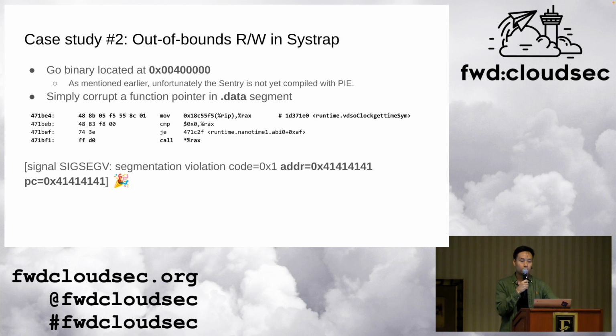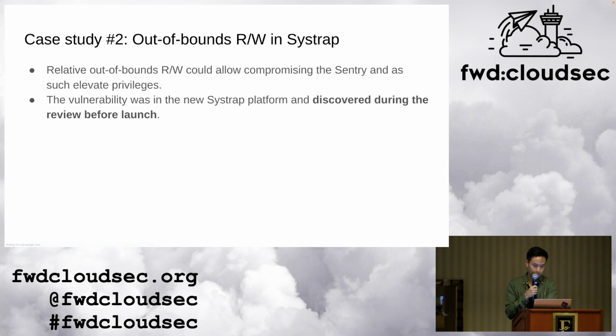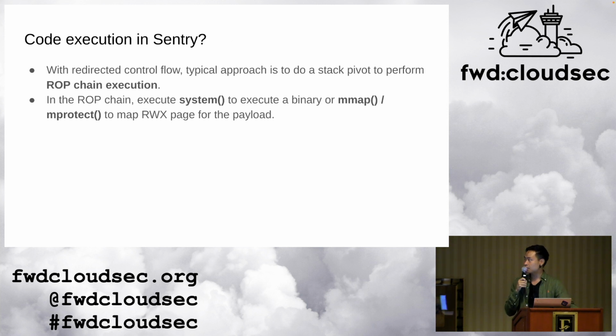As mentioned earlier, the current weakness is that the Go binary is located at a constant address. This makes exploitation especially easy. In order to achieve RIP control, we can simply corrupt a function pointer in the data segment. For instance, the VDSO clock get time symbol. And this function is called periodically, and with our proof of concept, we managed to get a jump to 4141 4141. This vulnerability was discovered during a review before launch, and it would have allowed compromising the sentry and as such elevate privileges. Now, what's the next step?